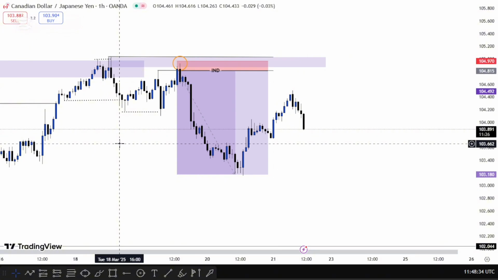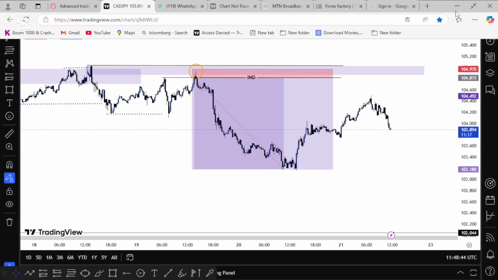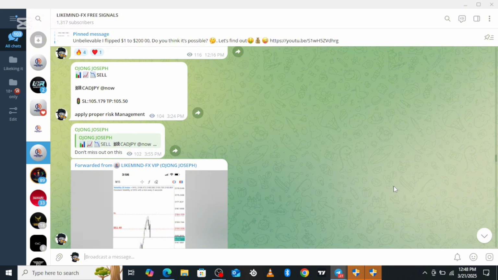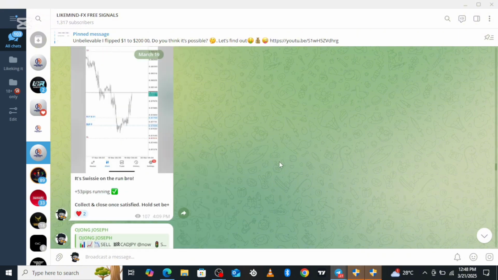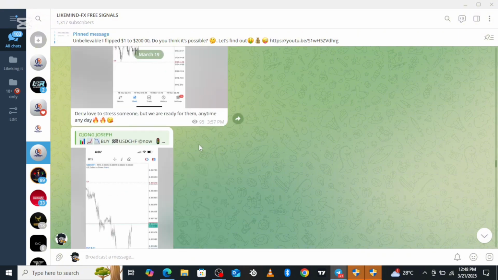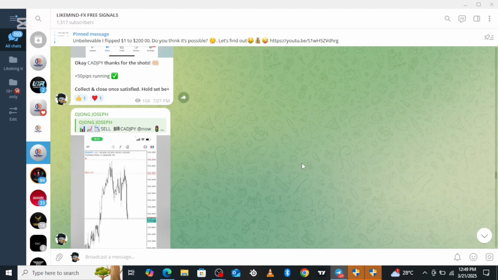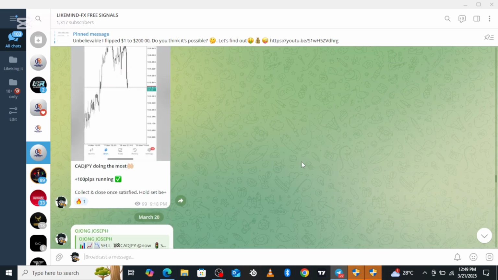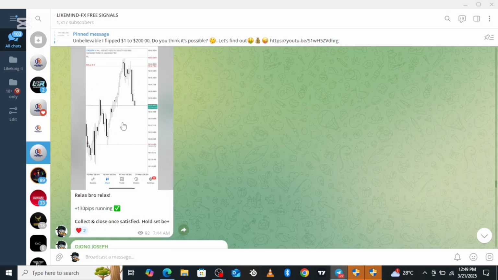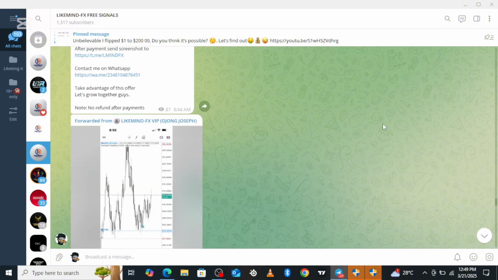I'm not going to just blab about this, so I'm going to go ahead and show you on the screen. Right here you can see we had our entry, we had a sell around 3:24 p.m. You can clearly see the entry after the confirmation, and we had about 100 pips, 200 pips on that. So TP was smashed.